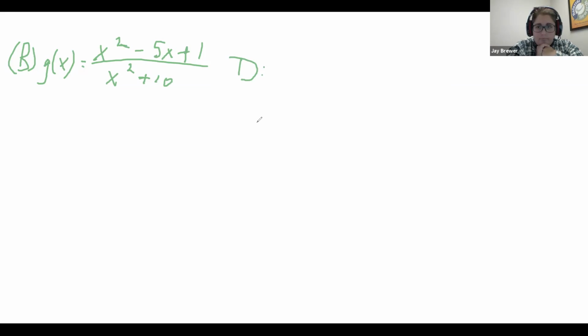Would it be the x squared plus 10? Yes, it is the x squared plus 10. So the other question I have for you then is, if we have a denominator of x squared plus 10, let's go ahead and just write it out. We want to know when that denominator will be equal to 0. So we'll go ahead and subtract 10 on both sides. So x squared equals -10.